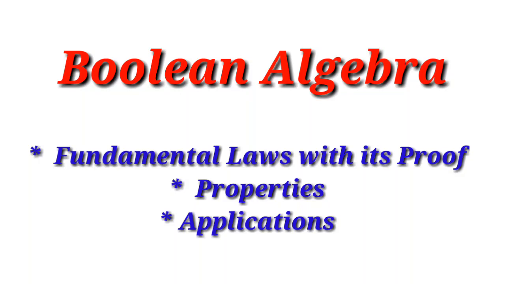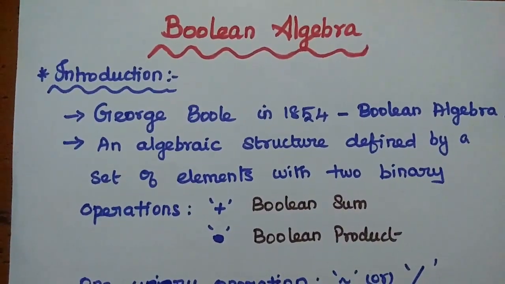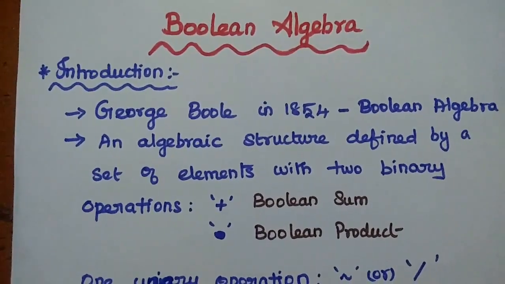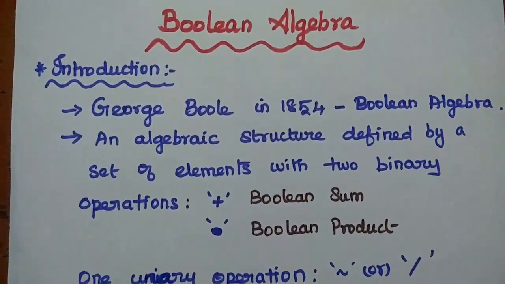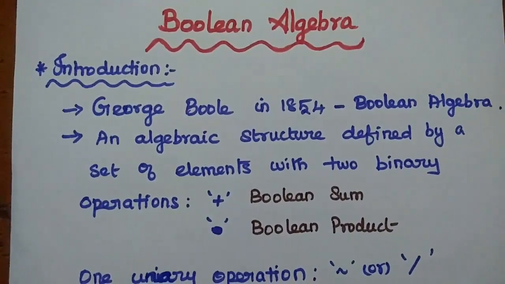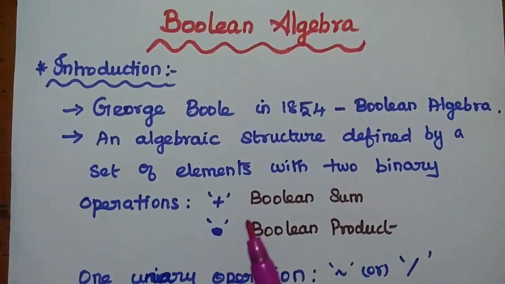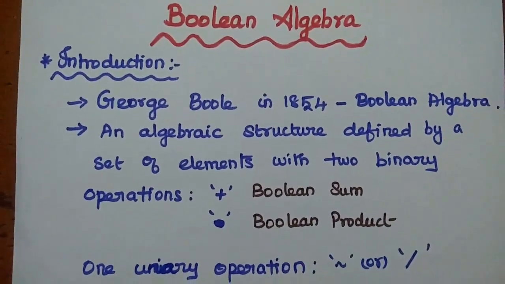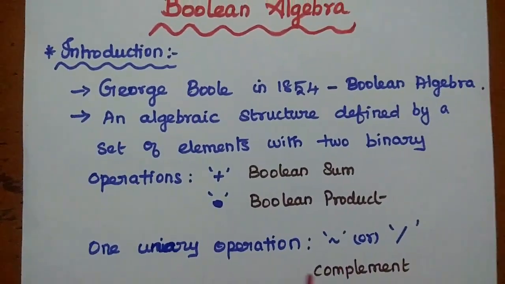Dear students, now we are going to discuss Boolean algebra, its laws, properties and applications. Charles Boole in 1854 introduced the concept called Boolean algebra. It is an algebraic structure defined by a set of elements with two binary operations, that are Boolean sum and Boolean product, and one unary operation that is called the complement operation.